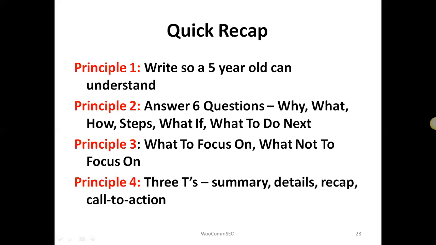So quick recap, you learned these principles so far. Principle 1 is write so a 5-year-old can understand. Principle 2 is you answer the 6 questions. Why should the readers read this? What is it? How does it work? What are the steps they need to do? And what if something happens? What will they do in that situation? And then what do they need to do next?